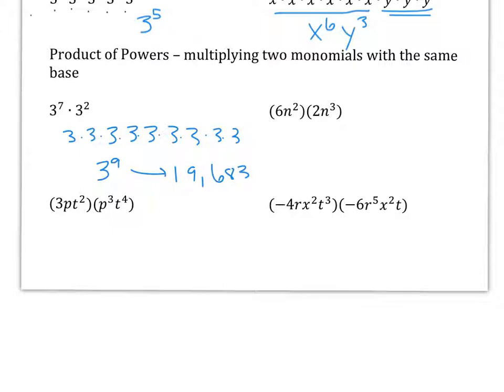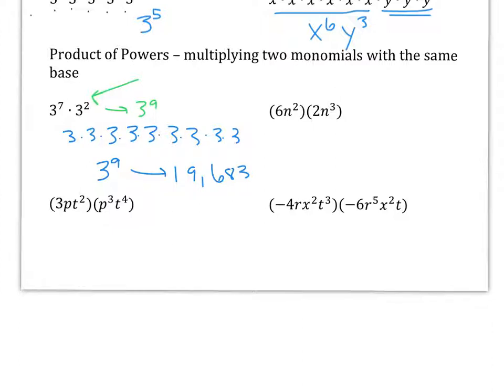But if we go back and look at the problem, in total I got 3 to the 9th, right? So what did I really do with those exponents with the same base? And the base is 3. So what did I do with the 7 and the 2? I added them. So when you're multiplying exponents with the same base, you really add the exponents.